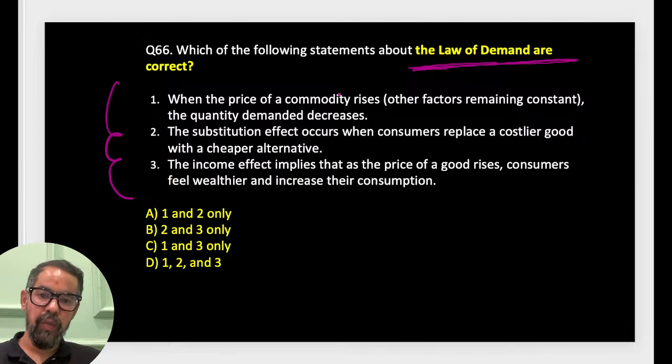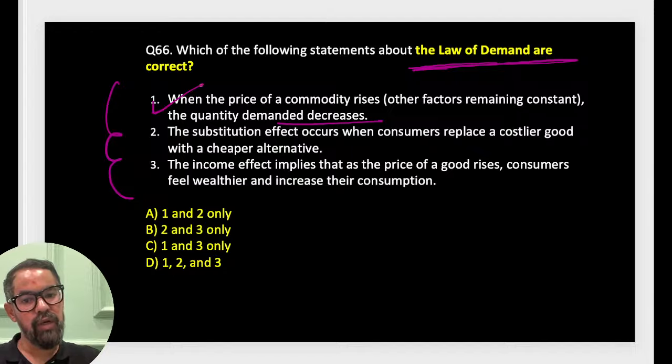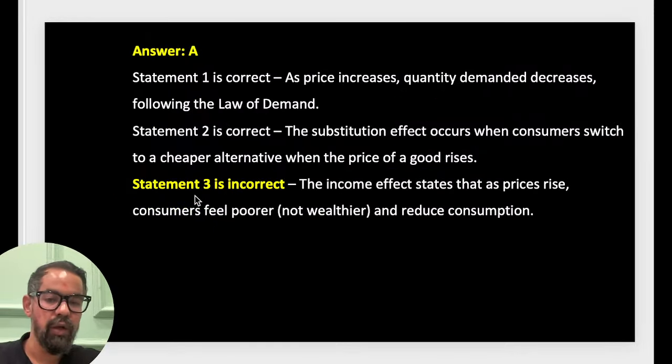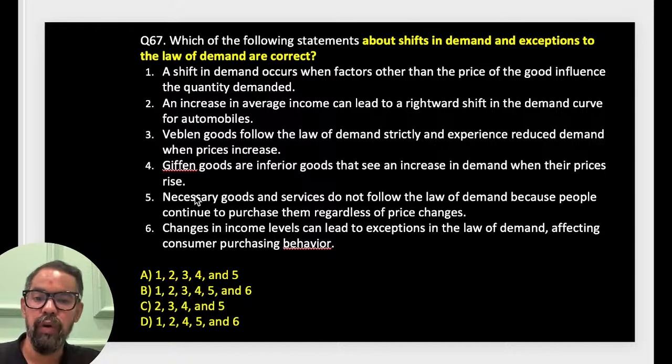So when the price of a commodity rises, quantity demanded decreases, okay. So law of demand is true. Substitution effect occurs when a consumer replaces a costlier good with a cheaper one, and we feel poorer, not wealthy, okay. 1 and 2, means option A will be the right answer for this particular one, okay. When things become costly, we feel poorer.